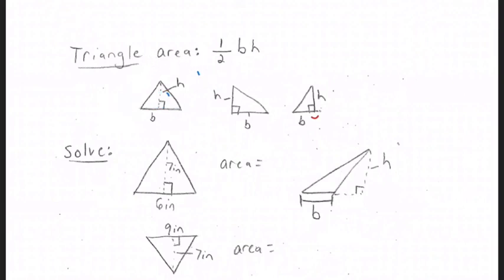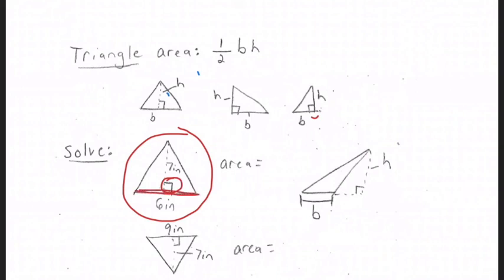Over here, we have another isosceles. I see the right angle, so I'm going to circle it. Here's the base, because the base always has to be part of the triangle, and please know the base doesn't have to be at the bottom. It could be at any of the sides of the triangle. And then here's the height. The height is 7 inches.